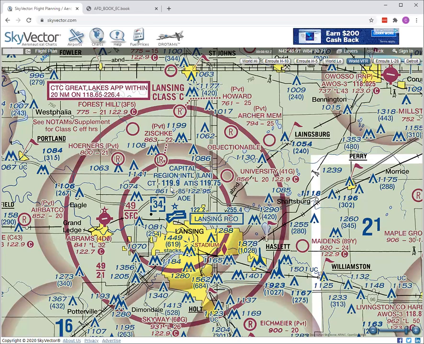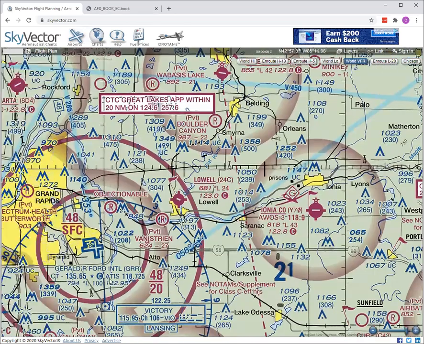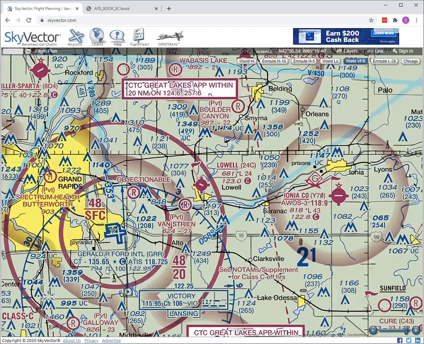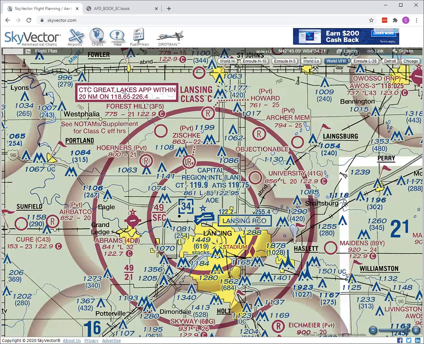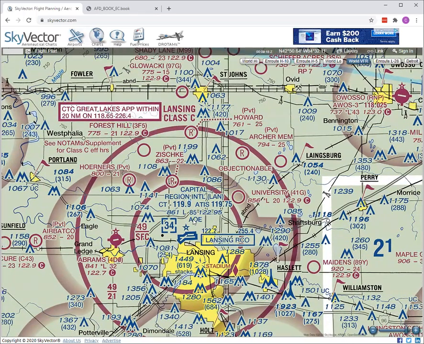If it has an L here, this means the airport has lighting available. In this case, lighting is available 24/7 without restrictions. If it had, for instance, like Grand Rapids here, they have a little star by the L. This means that the lighting might not be available all the time. You'll have to check the chart supplement to see what those times are, what the limitations to that lighting are. So L means lighting, specifically runway lighting.